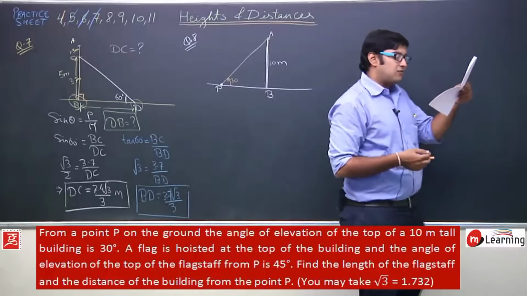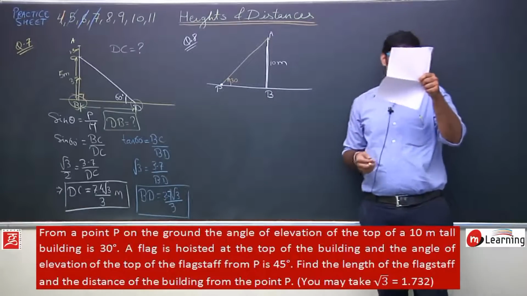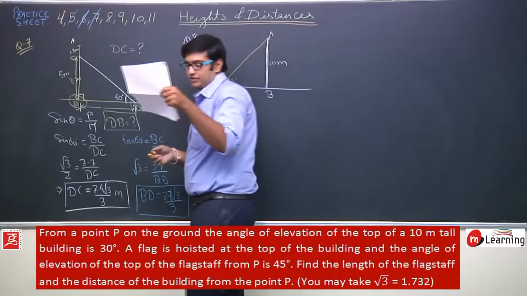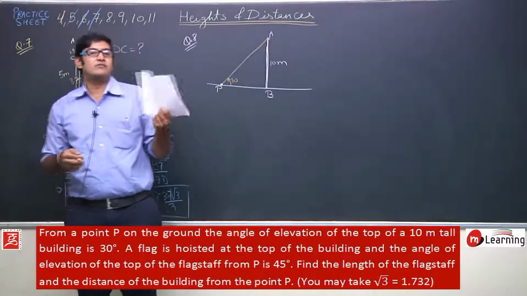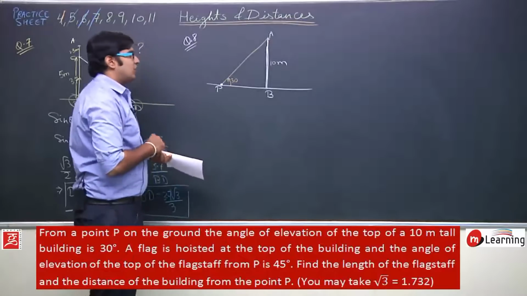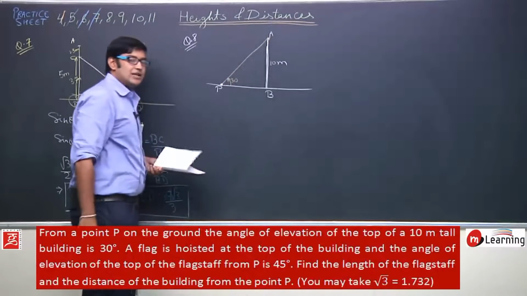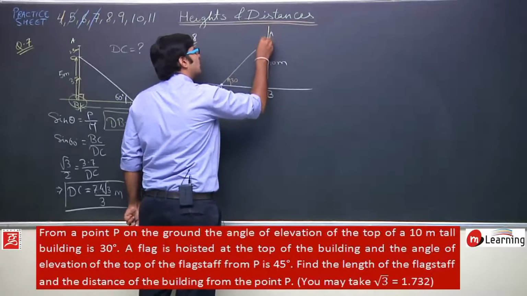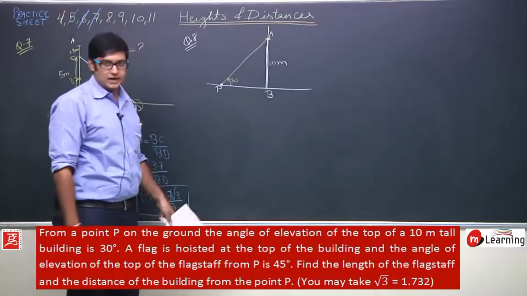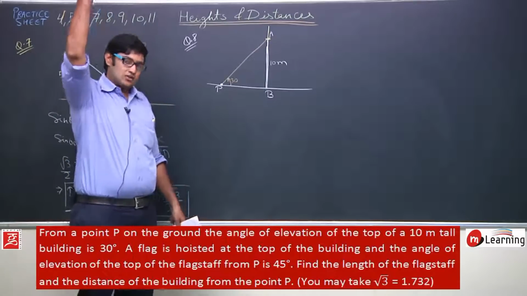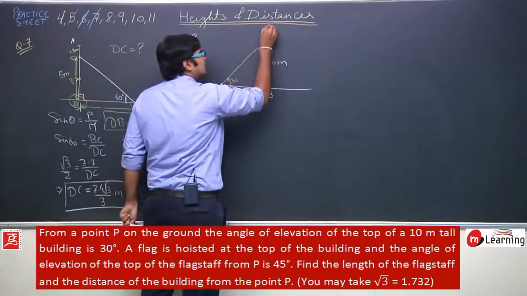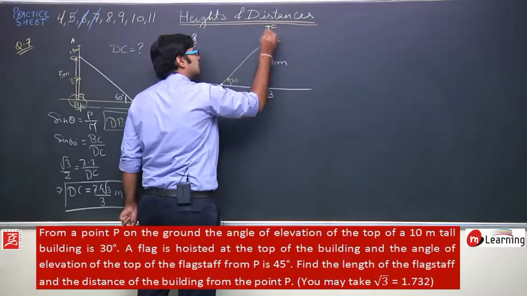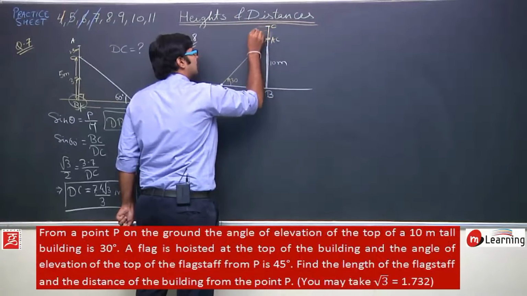Then it says a flag is hoisted at the top of the building and the angle of elevation of the top of the flag staff from point P is 45 degrees. So what it says is, when I observed this point A, what do I see? I saw that there is a flag at this point A, at the top of the building. At the top of the building there is a flag, okay, and let us say AC is the flag, this is the flag.